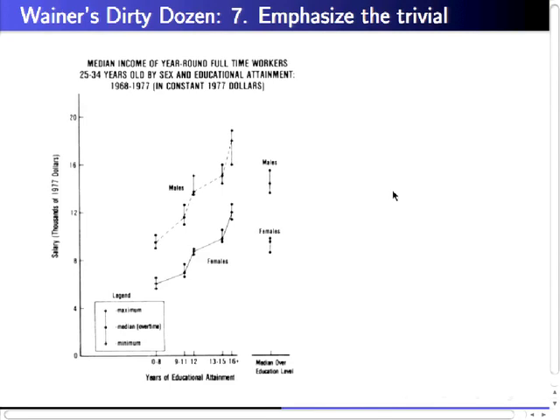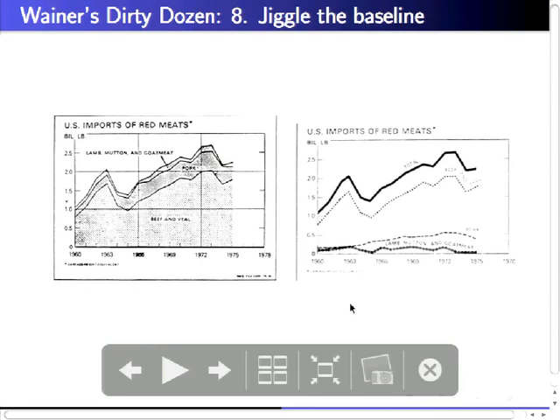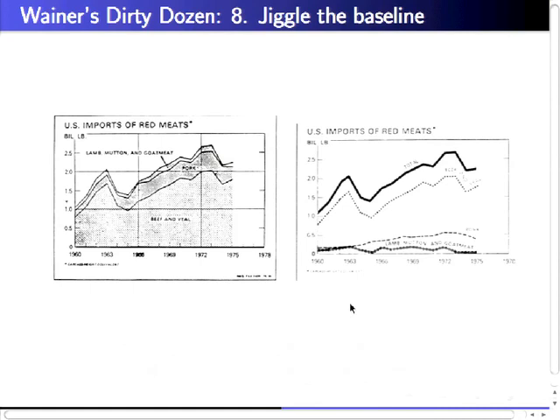Number 8, jiggle the baseline. The plot on the left is essentially like those stacked bar charts. This is the U.S. imports of red meats. The bottom is beef and veal. The next one's pork, and the next one's lamb, mutton, and goat. And they're being added on top of each other.